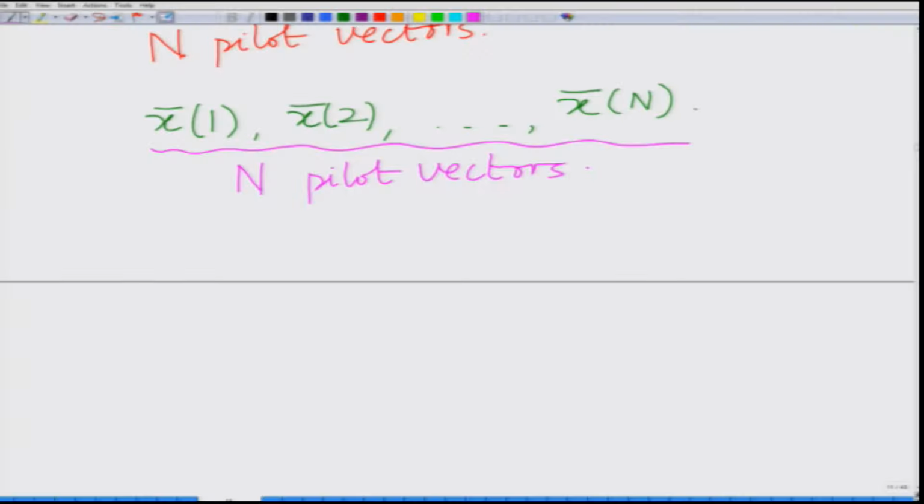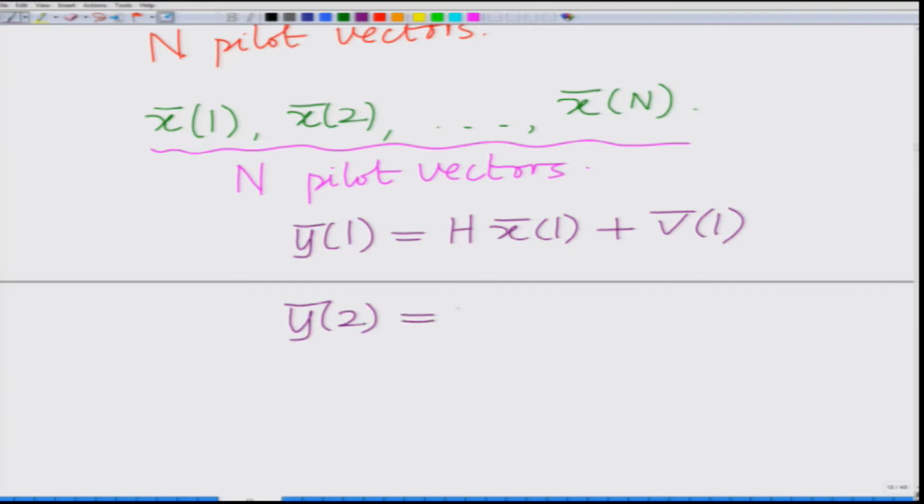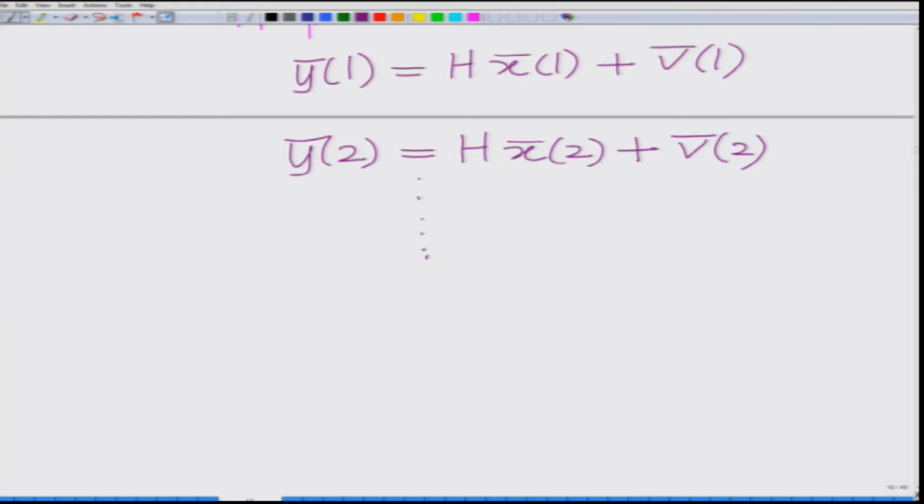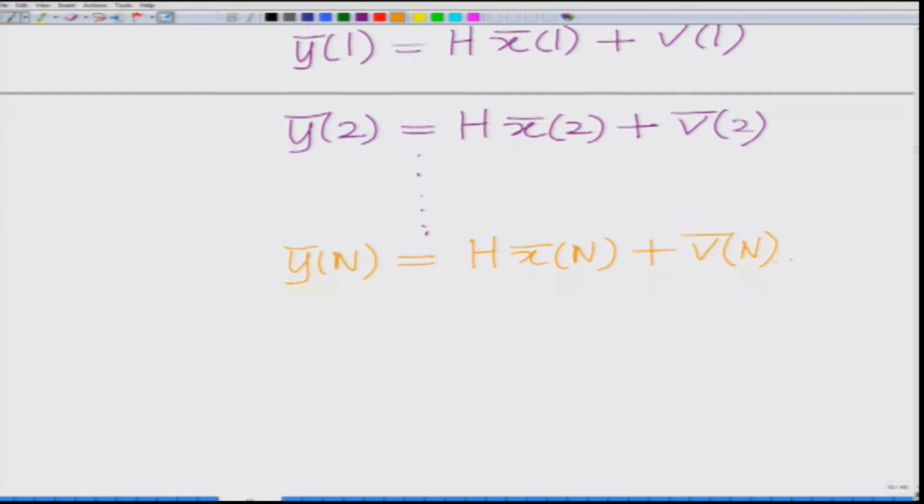So, naturally, let us now denote the system model by y bar of 1 equals H times x bar of 1 plus v bar of 1, y bar of 2 equals H times x bar of 2 plus v bar of 2, and so forth. We have y bar of n equals H times x bar of n plus v bar of n.